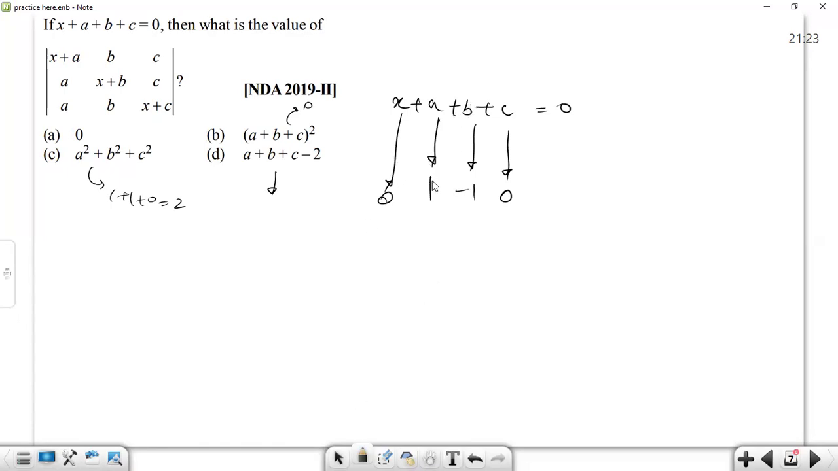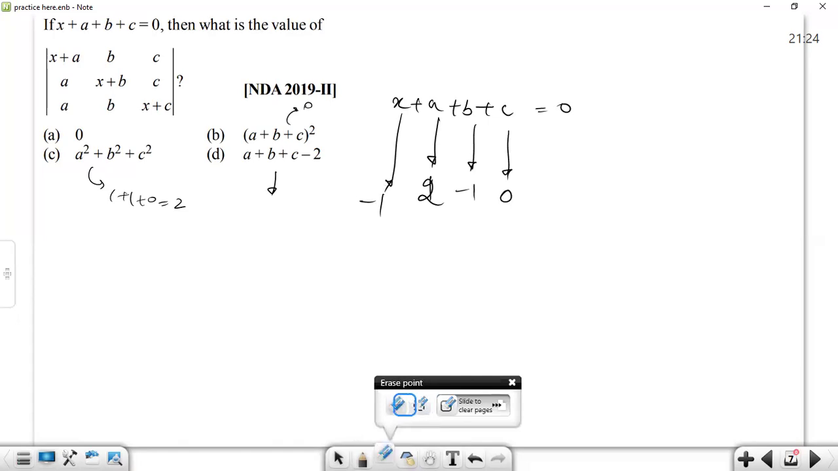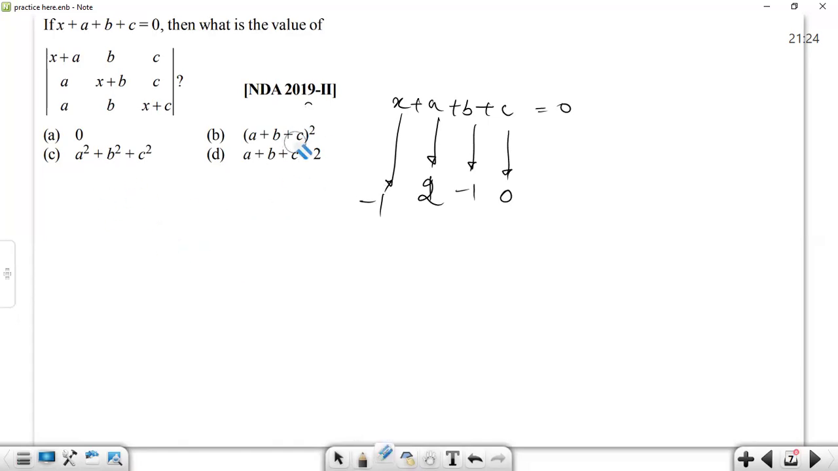So let's take A as 2, B as minus 1, so that becomes plus 1. Let's take X as minus 1. Now that will be better. Now let's check what the options are becoming. So simply we are putting values for X, A, B, and C, and we are getting the values satisfying the condition that is given to us.